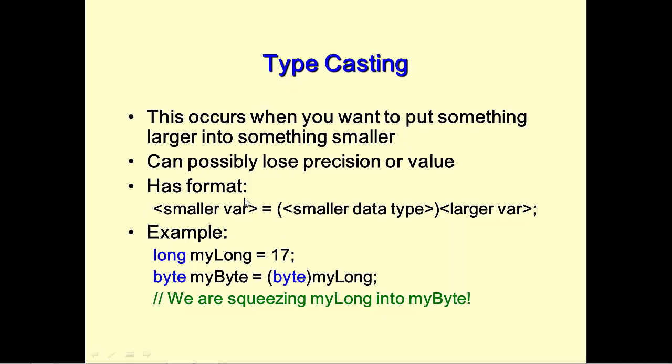It has this very bizarre looking kind of format, but we have a larger variable here over on the right, and then in a set of parentheses we have the data type of the smaller thing that we're trying to go to. So let's see an example of that. I think it'll make a little bit more sense that way.